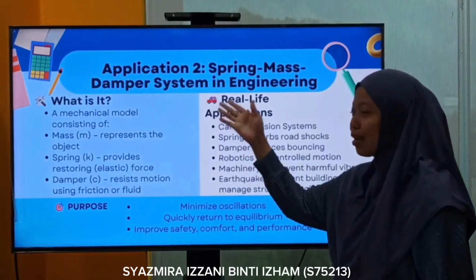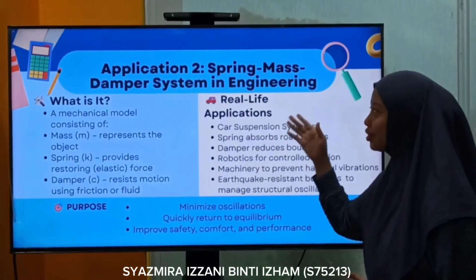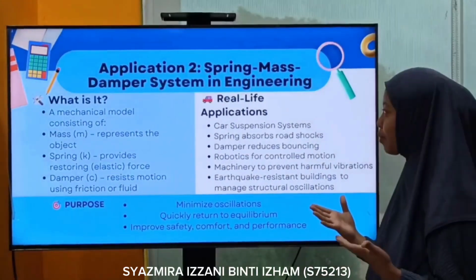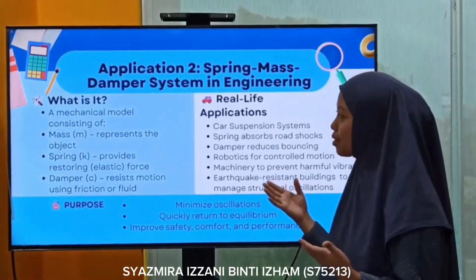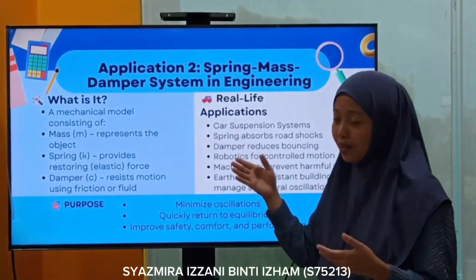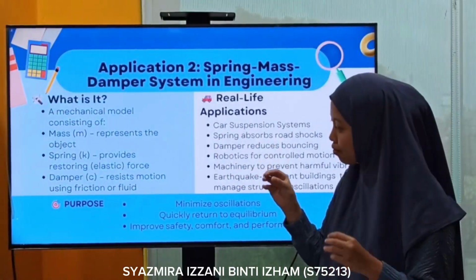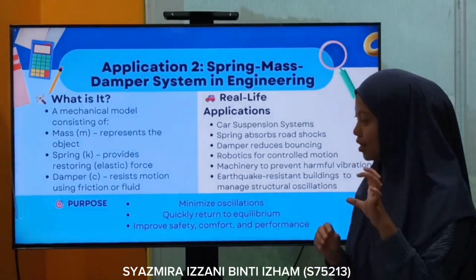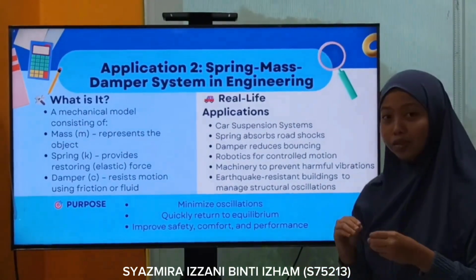Next, we're going to look at application 2. Application 2 is about the spring mass damper system in engineering. What is a spring mass damper system? It's a mechanical model consisting of mass, which represents the object, a spring, which provides restoring elastic force, and a damper, C, which resists motion using friction or fluid.